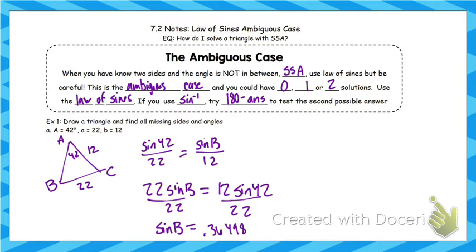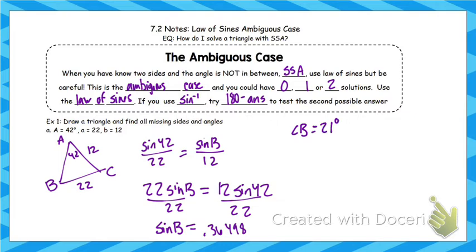Remember, we're looking for an angle. To find an angle, we're going to do sine inverse. So I'm going to do shift sine. And if you use the previous answer, you'll get the most exact. I'm going to go ahead and just round this to the nearest whole number. And I get that angle B is equal to 21 degrees.